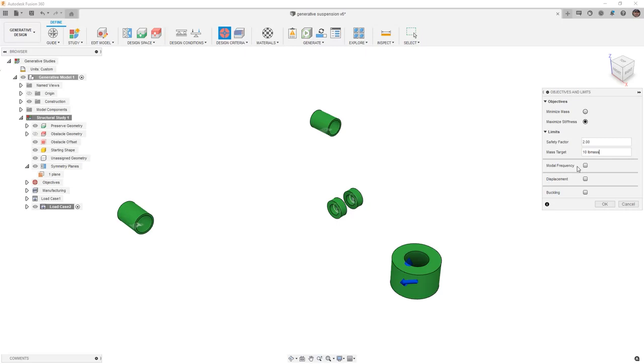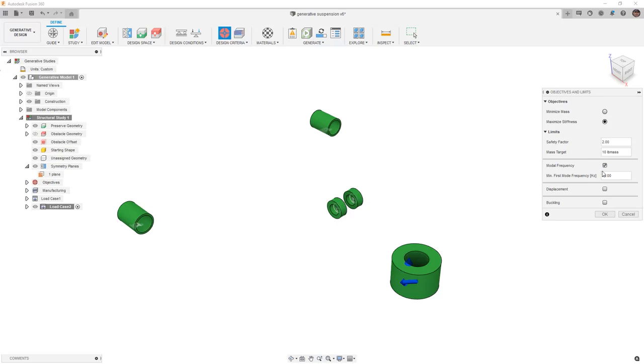The next thing that we want to talk about is some of the additional options that we have inside of our objectives and limits. The first of which is modal frequency. Notice that activating modal frequency does not discount the maximized stiffness that we already set. This is going to place additional objectives and limits on our studies. This means that the outcomes will not only focus on a factor of safety of 2 and a mass target, but they're also going to be looking at modal frequency.